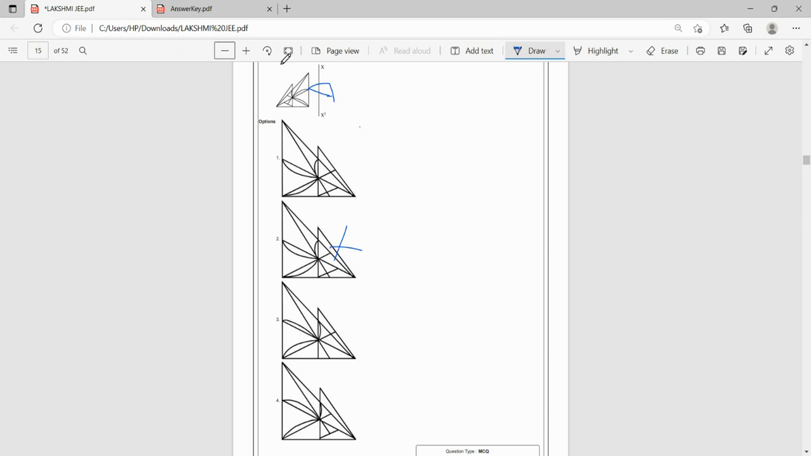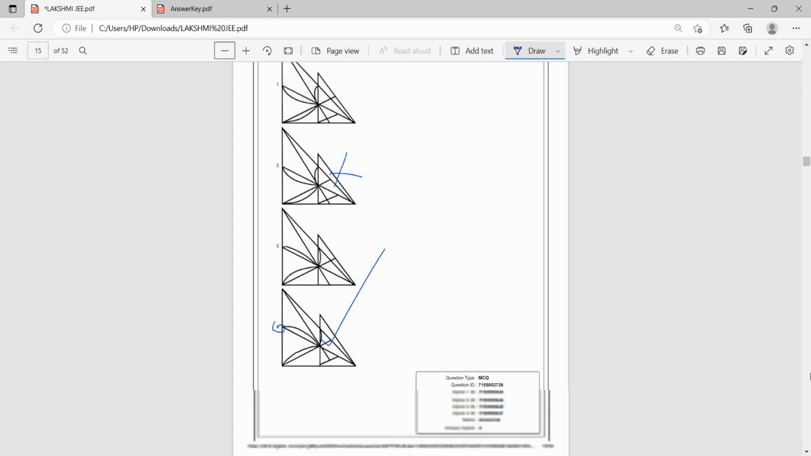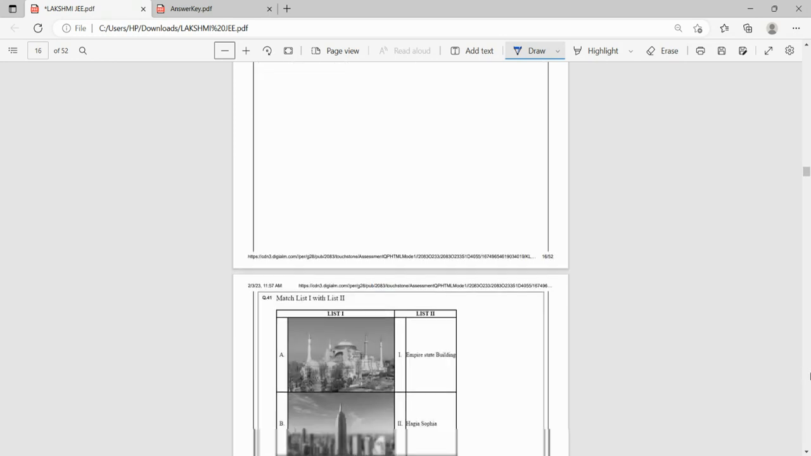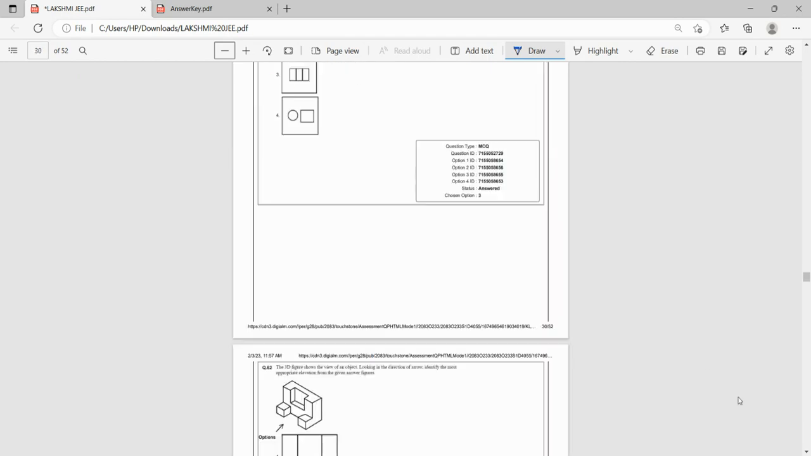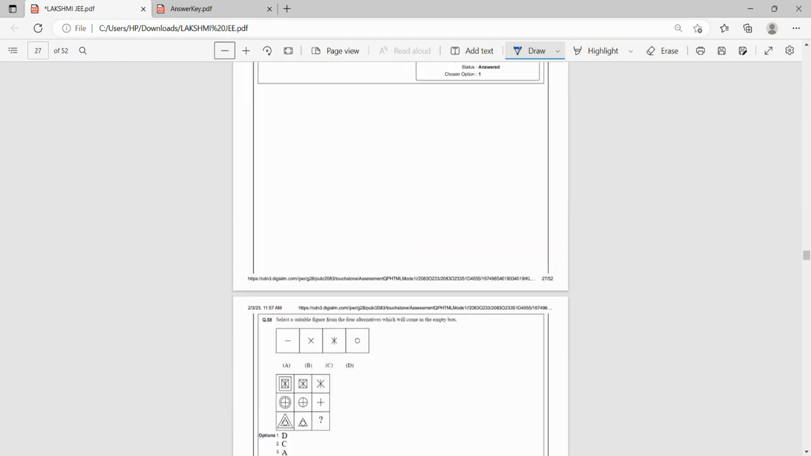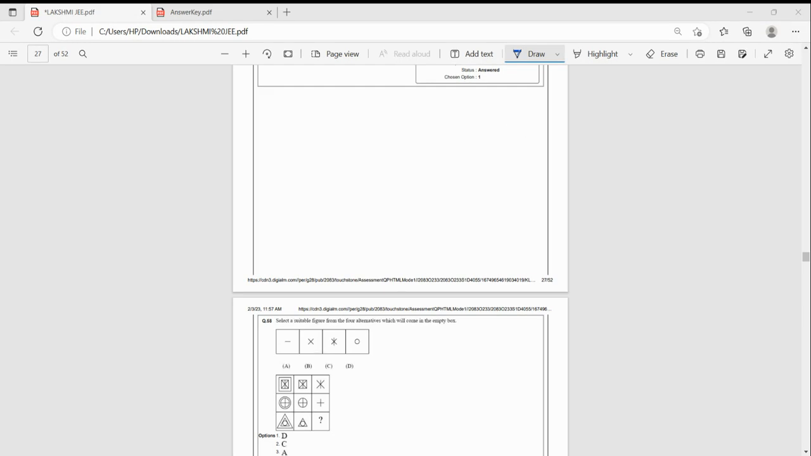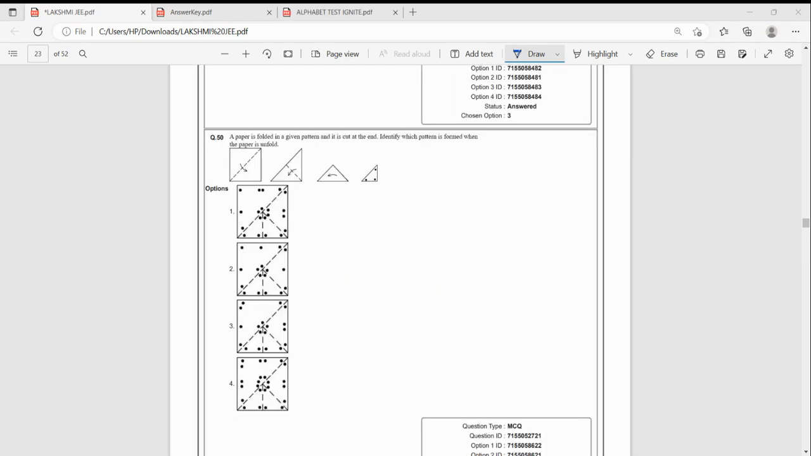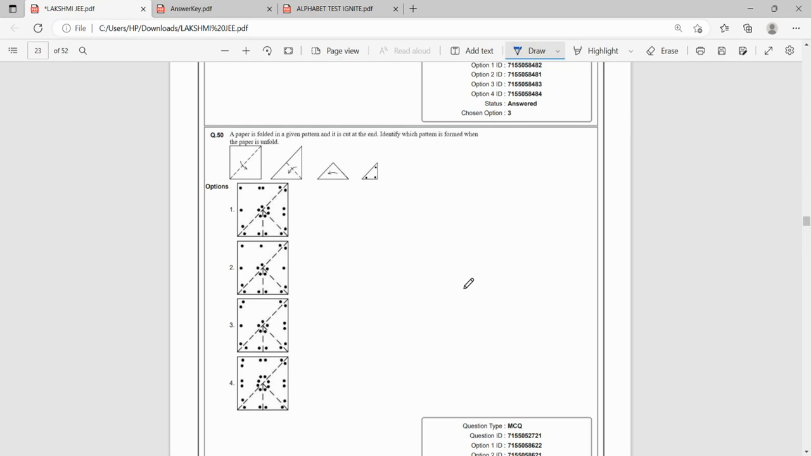So just think. This is the figure, right? So let's see. So yes, option 4 is better. If you think about the structure, in whole structure 3. Now let's see. So we can see the next question.